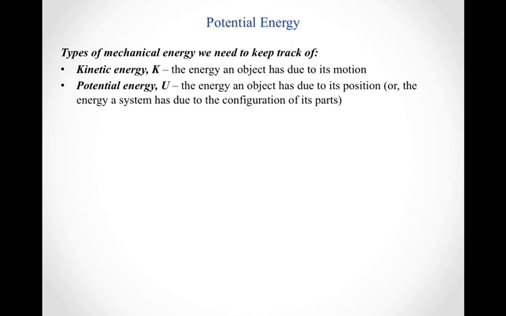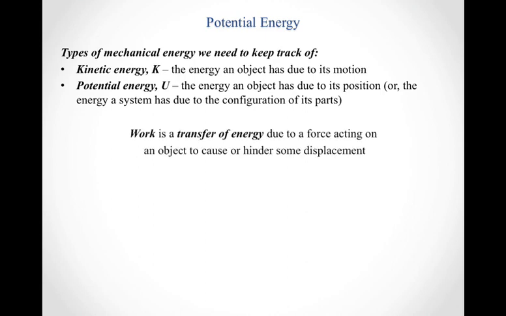The second energy that we're going to keep track of is the potential energy. The potential energy we're going to represent with the letter U. It's the energy an object has due to its position. Or another way to say this is it's the energy a system has due to its configuration. And what we'll see is that we'll learn to recognize when this energy is present based on particular types of forces that are going to do work within the problem.